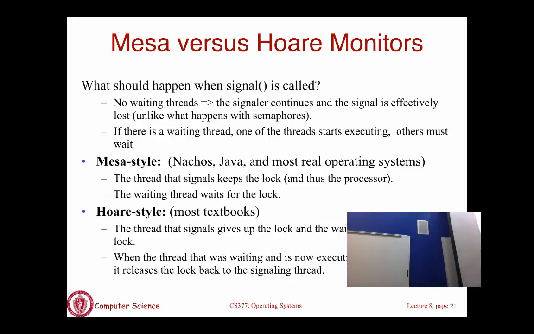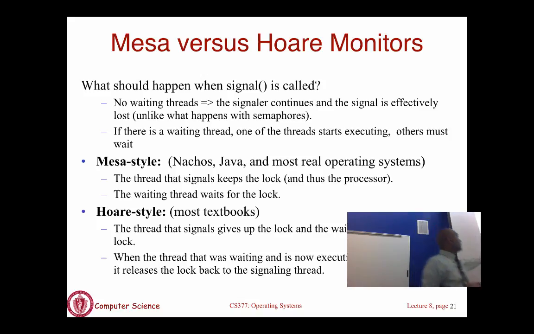In a Mesa-style implementation, what happens is what I just talked about in the previous slide. When you call a signal, you wake up a thread, but if you're in the synchronized method, you hold the lock. You're not just giving up the lock just because you woke up a thread. Once you exit the method, you will give up the lock. Okay? So in other words, the thread that signals keeps the lock and the processor, and the waiting thread has to wait for the lock to be given up. That's what I showed you on the previous slide. That's what happens in the Java case. That's what happens in many other real operating systems. They use these semantics for monitors.